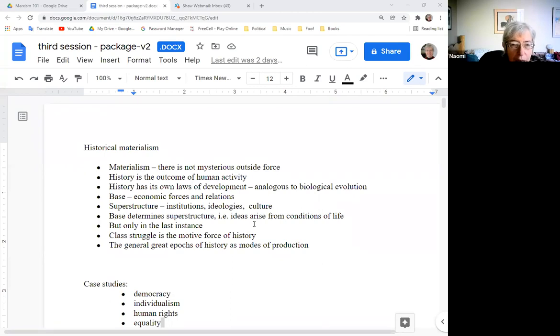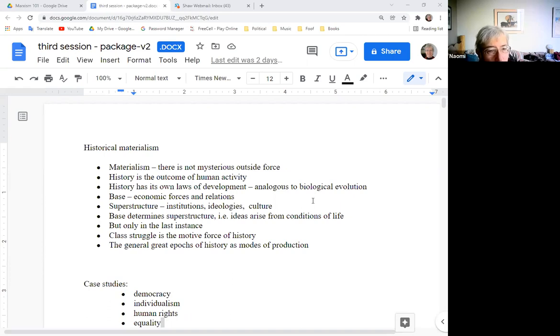And so history also has its own laws of development, which is, in some ways, analogous to the laws of development in biology, where we talk about evolution. So history is not exactly the same as biology. The kinds of laws that apply are not exactly the same as the laws of biology, but to the same extent, we look for recurring patterns and recognize those as actual laws of development in human history.